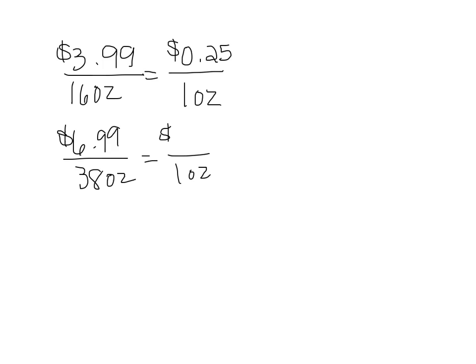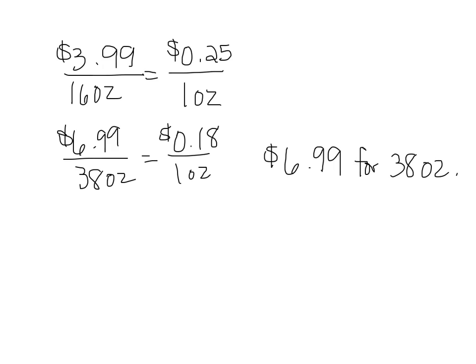82 cents? 18. Yeah. 18 cents? Okay, which one's the better buy? Oh, $6.99 for 32 ounces. So you would write your answer as $6.99 for 32 ounces is the better buy.